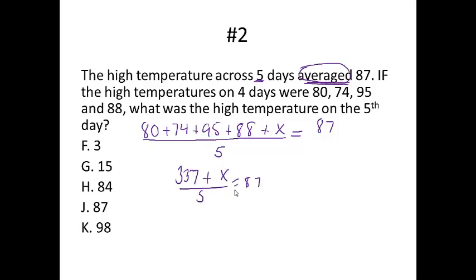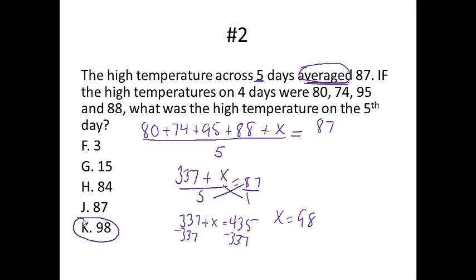So I'm going to go ahead and add all the things up top. 80 plus 74 plus 95 plus 88 would give me 337 plus X is over 5 is equal to 87. And then from here, I'm actually going to put a 1 underneath the 87 and cross multiply. So I'm going to get 337 plus X is going to equal 435. And then if I subtract 337 from 435, I end up getting 98. And so my choice is choice K.